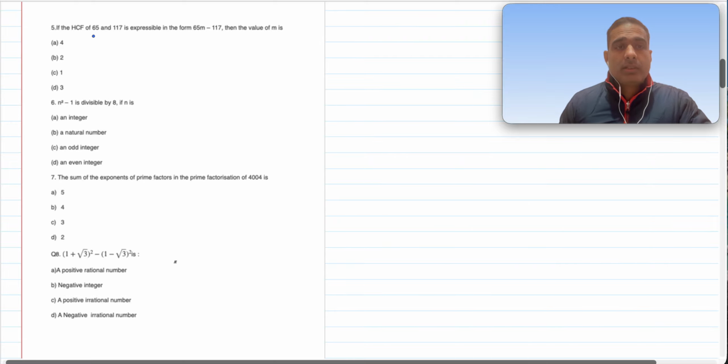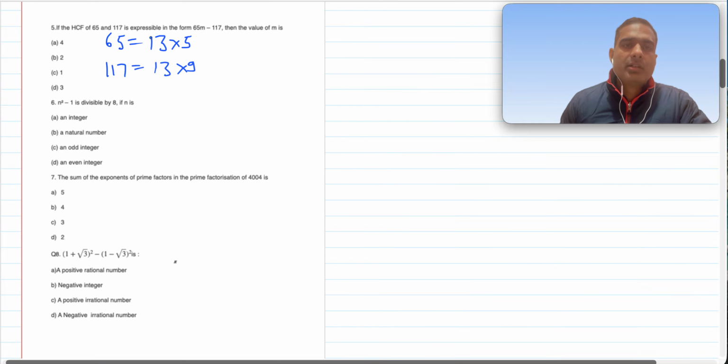So HCF of 65 and 117. HCF is the largest number which divides all the numbers. If I see 65, its factorization is 13 times 5 and 117 is 13 times 9. So 13 is present in both and there is nothing common between 5 and 9. So HCF of 65 and 117 is 13.